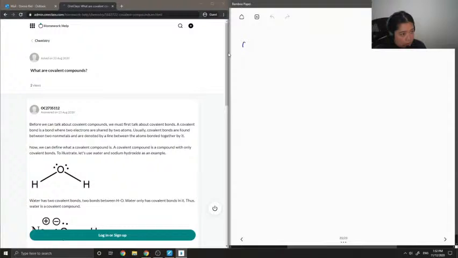Okay, so on to question number 8. What are covalent compounds? So before I answer what a covalent compound is, I'll first talk about covalent bonds. So a covalent bond is between 2 nonmetals, and it also involves the sharing of electrons.